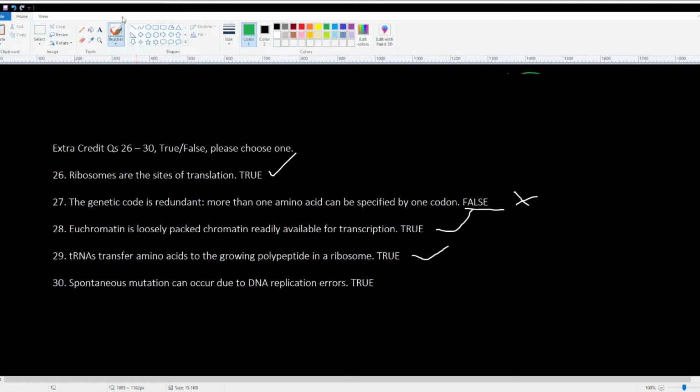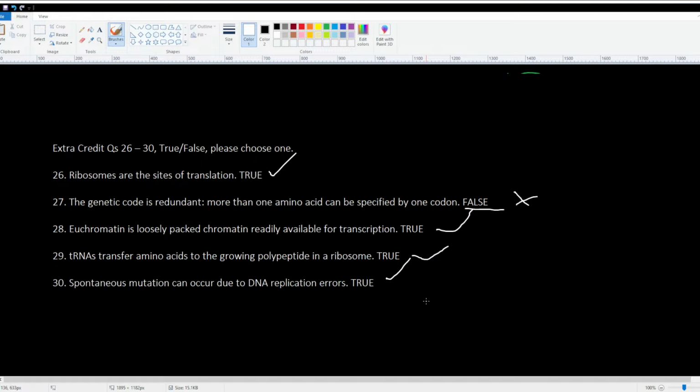So then, last one, spontaneous mutation can occur due to DNA replication errors. That is also true. So most mutations are already spontaneous, right? I mean, you have a higher chance of getting mutations via mutagens or carcinogens. However, spontaneous mutations typically do occur due to DNA replication errors.